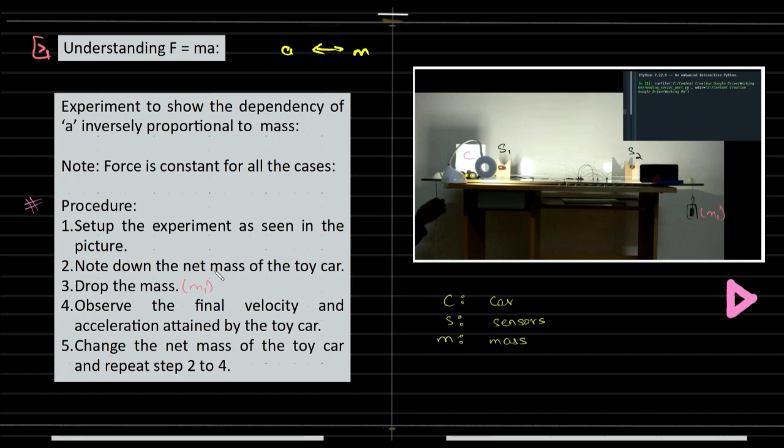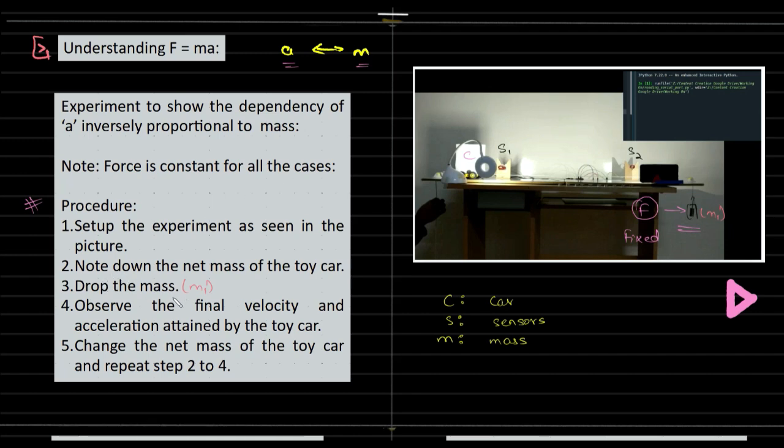Note down the net mass of the toy car. Since we are trying to establish a relationship between acceleration and mass, the mass of what? The mass of the car, not the one which is pulling it. That is the force. This is the source of the force. This has nothing to do with the mass of the car. This is fixed. This is not to be changed. Force is constant for all the cases.